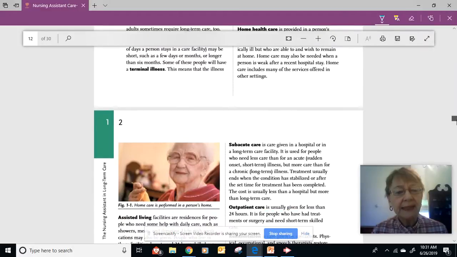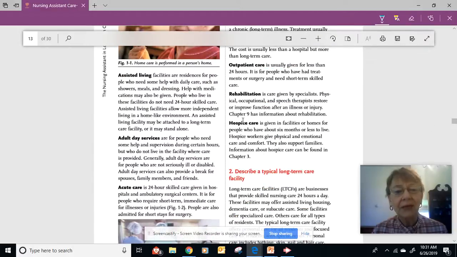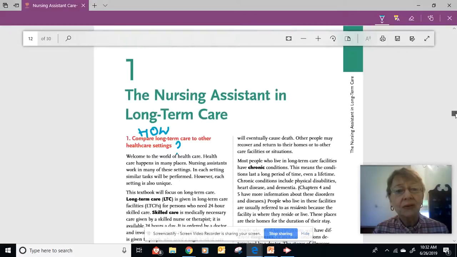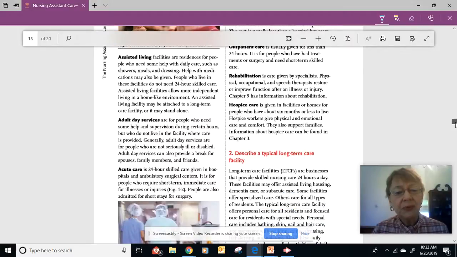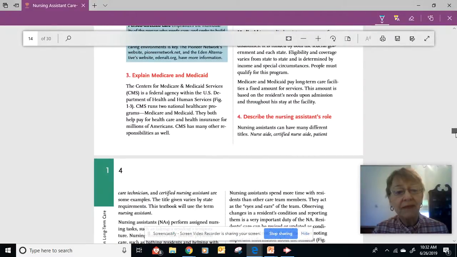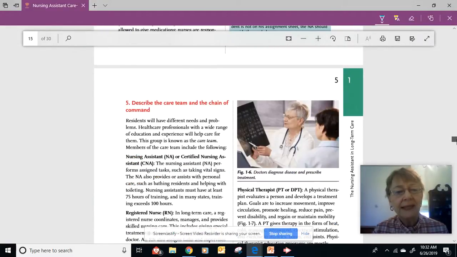Scrolling down, we see a list of other settings, such as assisted living, adult day services, acute care. These are other settings that you can compare with long-term care. And you could also ask yourself the question, what is long-term care? Let's scroll down to Learning Objective 5 as another example.